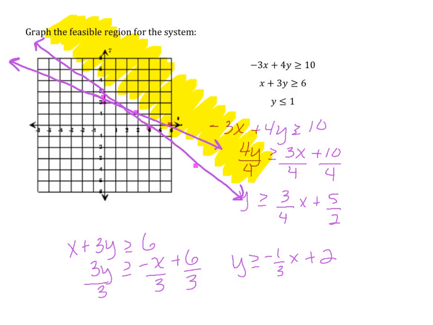Did anybody notice my mistake, out of curiosity? Looking at this one here, we should have gone up 3 over 4, not down 3 over 4. So let's erase our lines here and start over so that we get the correct line so we can see what happens. I apologize for making that mistake.